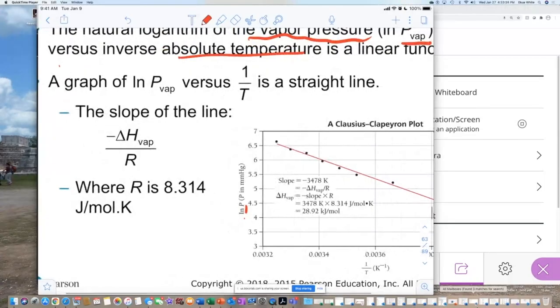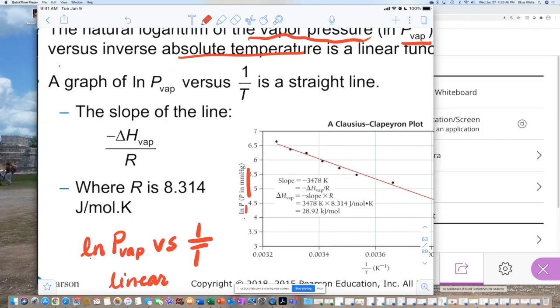So they took the natural log of the vapor pressure and drew the data points. So you get your data points of the vapor pressure in millimeters of mercury, and then take the natural log of that, and draw it against the inverse of temperature. When you do that, you actually get a linear relationship. And with a linear relationship, it's a lot easier to make predictions about new scenarios.